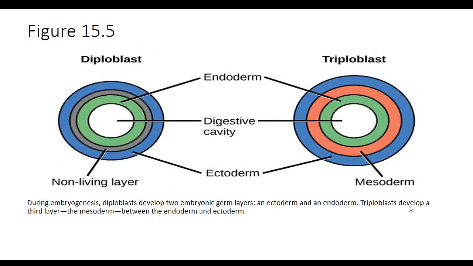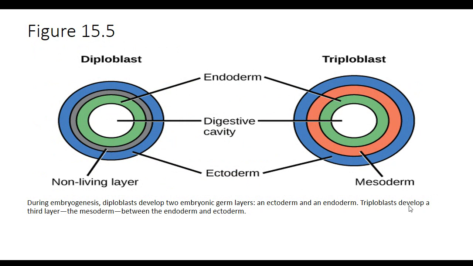So here's would be a very early embryo. This doesn't even look like an animal. It's just a hollow ball of cells. And so if it has just endoderm on the inside, ectoderm on the outside, but some animals have a third one in between.